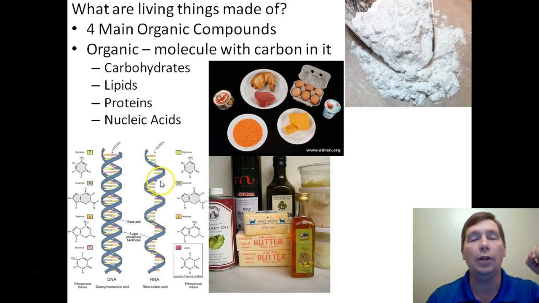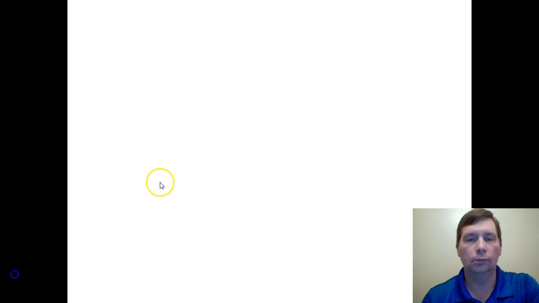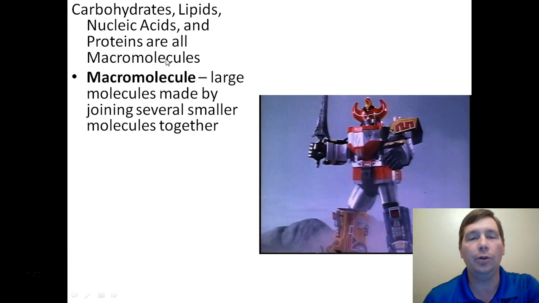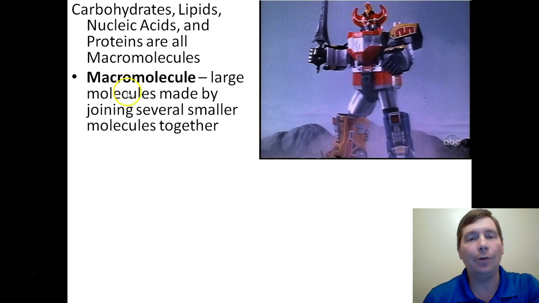So all living things are made out of these four things. Every part of your body, with the exception of your bones, is made out of these four things: carbohydrates, lipids, proteins, and nucleic acids. These are all examples of a macromolecule. Now, what's a macromolecule? Here's how I think about it. A macromolecule is a large molecule that's made of several smaller molecules put together.